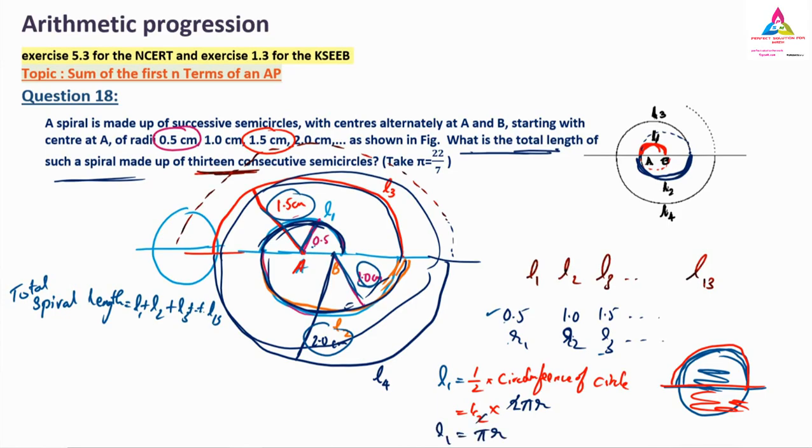Pi into r. For r, because there are 13 radii, the first radius is 0.5, 1.0 is the second radius, 1.5 is the third radius, 2.0 is the fourth radius. Such we have 13 radii. So here I will take R1. R1 refers to the first radius, that is 0.5. Okay, so L1 is nothing but pi into R1. So in place of L1, I can write pi into R1. What is L2 then?